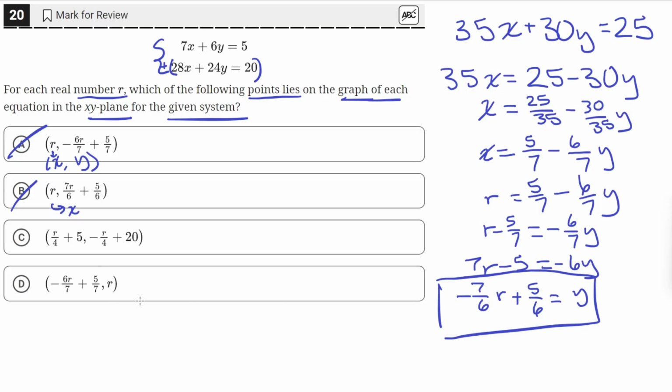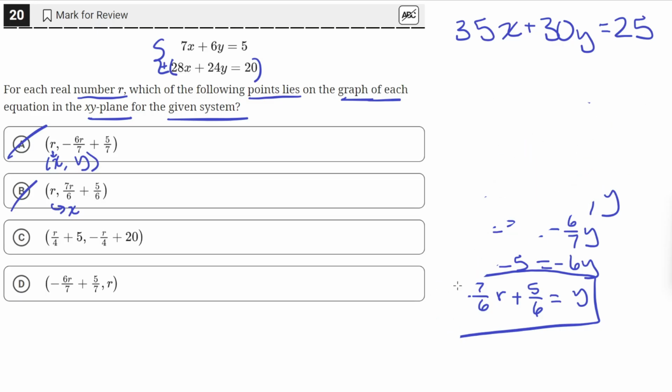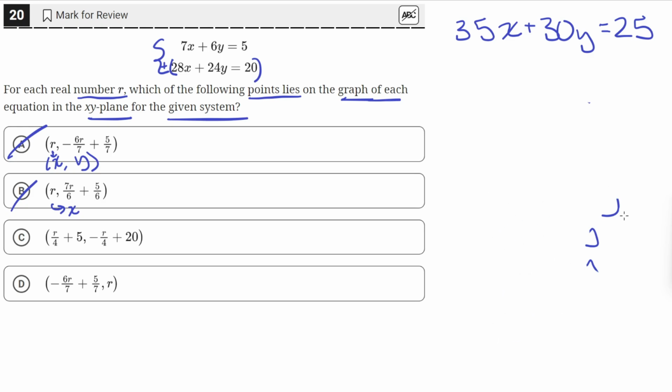So then let's move on to answer choice C. And C, it seems, has a different value for x and y. So we're going to have to do this process again. So let's just make some room here to try and plug in the value of x and y for answer choice C into the equation.